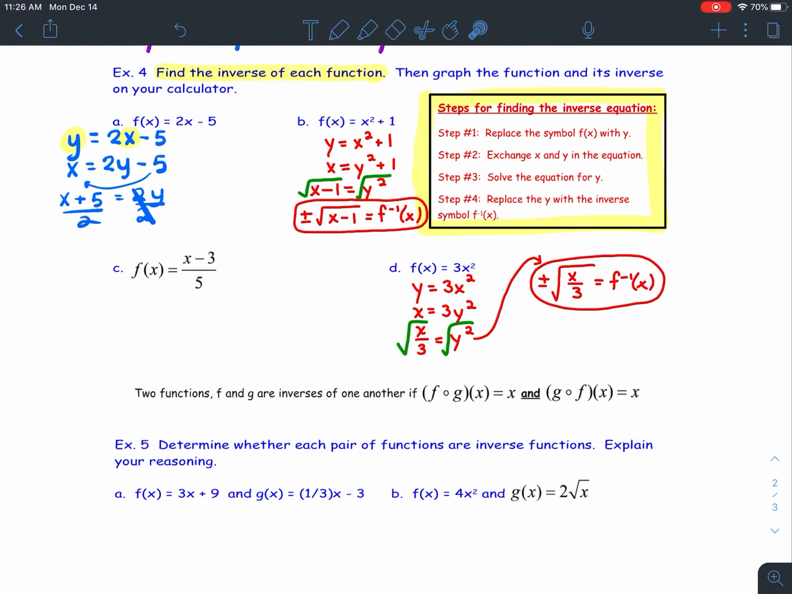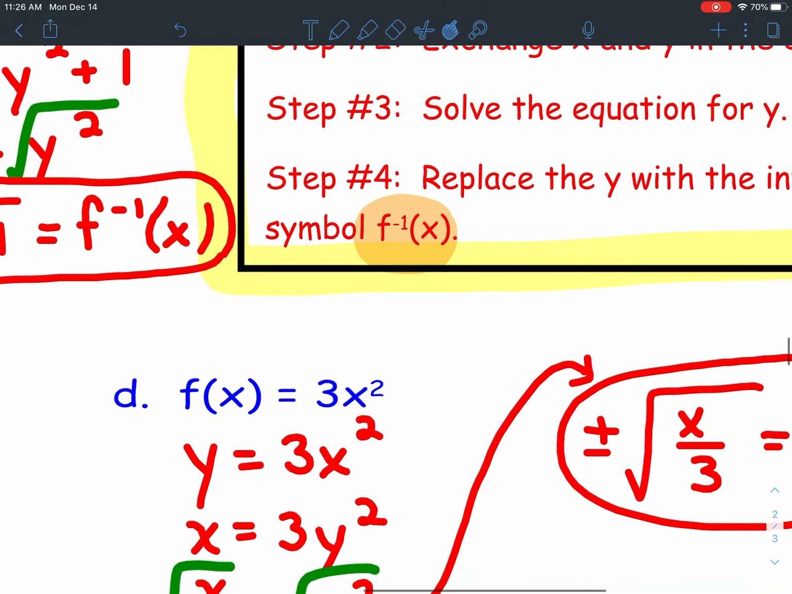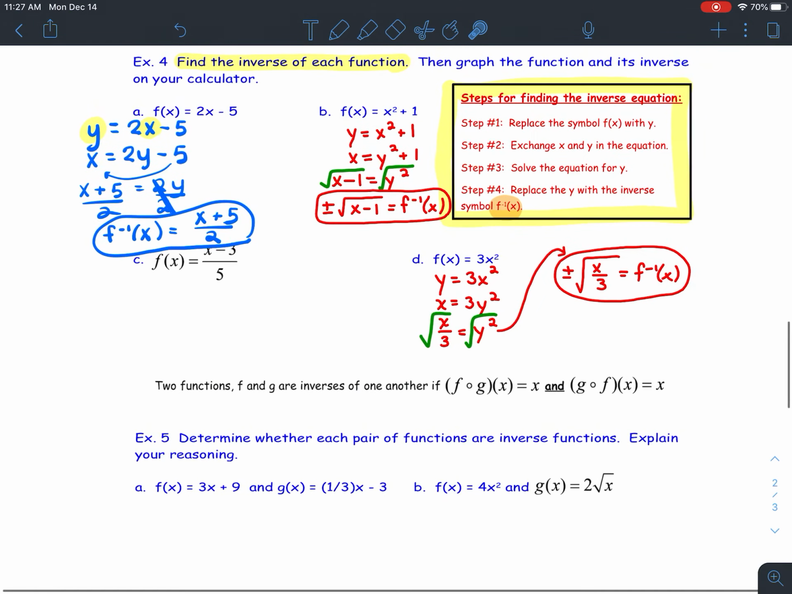Our final step is to now take the y out of the equation and replace it, not with the f of x symbol. We want to replace it with this inverse notation symbol, f negative 1 of x. Okay, so if we were to do that, I like to put my symbol on the left side of the equation here. I'm just going to rewrite this on different sides. Here would be the inverse equation. Now, if we took the time to graph this original equation in y1 and this inverse equation in y2, we would notice that the two graphs would look like they're reflections of each other across the line y equals x.